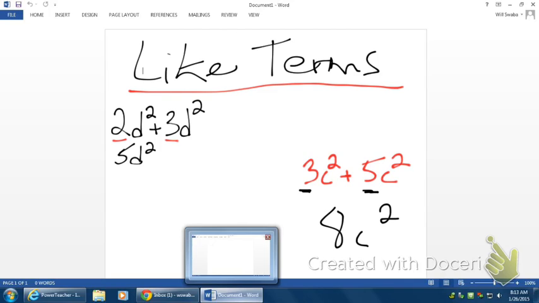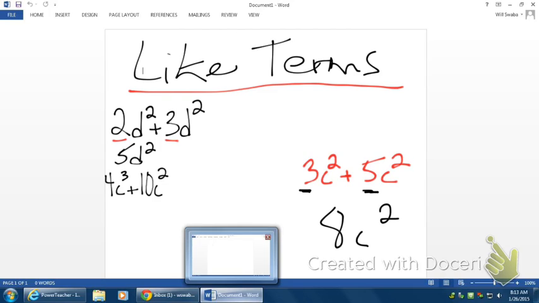I like the way you're thinking. Yeah. Let's say if we have 4c to the third plus 10c to the second. Are these considered like terms? No. Why not, or why? Why do you think not?